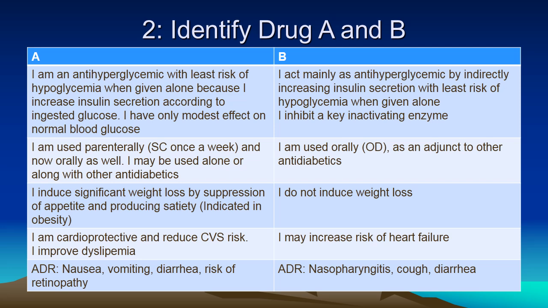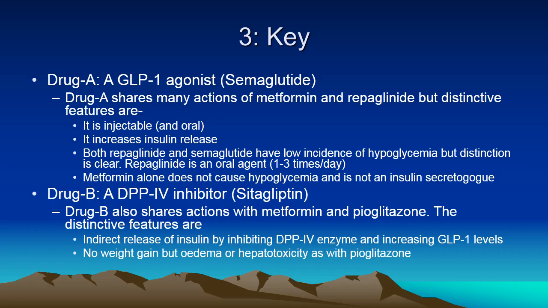These distinctive features would tell us to locate the anti-diabetic drug. A is not sulfonylurea because it can cause dose-dependent hypoglycemia. But A drug can be metformin, can be repaglinide, or can be GLP-1 agonist. Now, metformin acts on liver. It is not an insulin secretagogue.